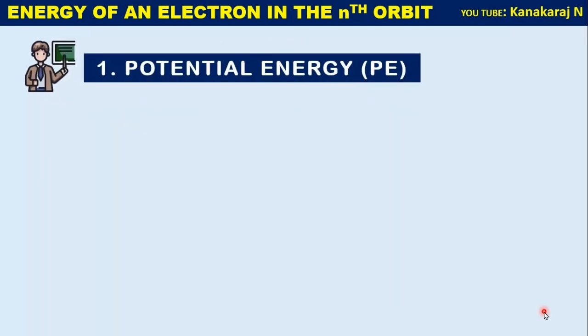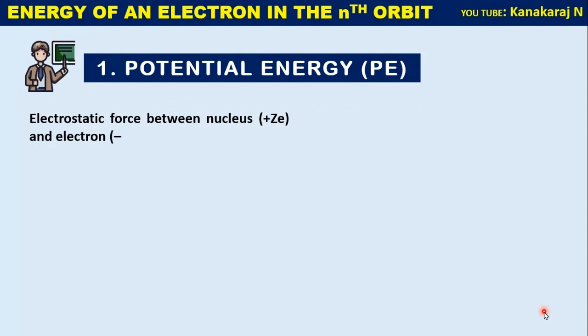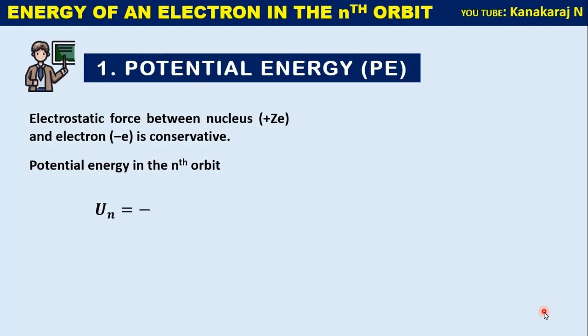Potential energy. The electrostatic force between the nucleus, which has a charge plus Ze, and an electron, which has a charge minus e, is conservative. Potential energy in the nth orbit is given by the formula epsilon n equals minus 1 upon 4 pi epsilon naught, Ze square divided by Rn.